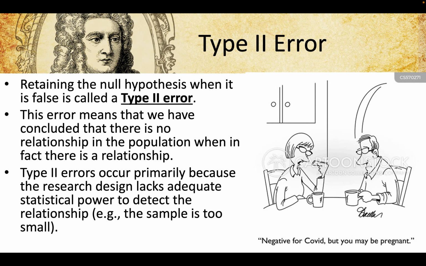Retaining the null hypothesis when it is false is called a type 2 error. This error means that we have concluded that there is no relationship in the population when in fact there is a relationship. Type 2 errors occur primarily because the research design lacks adequate statistical power to detect the relationship. For example, the sample is too small.